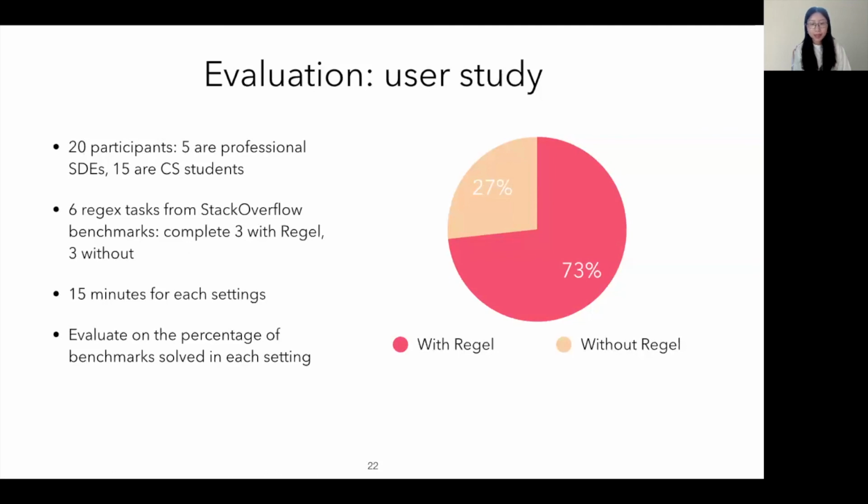The participants have 15 minutes to finish each setting, and we evaluate the effectiveness of Rego in terms of the percentage of benchmarks solved in each setting under a time limit. It turns out that Rego users are 2 times more likely to construct the correct regex compared to those without access to Rego.